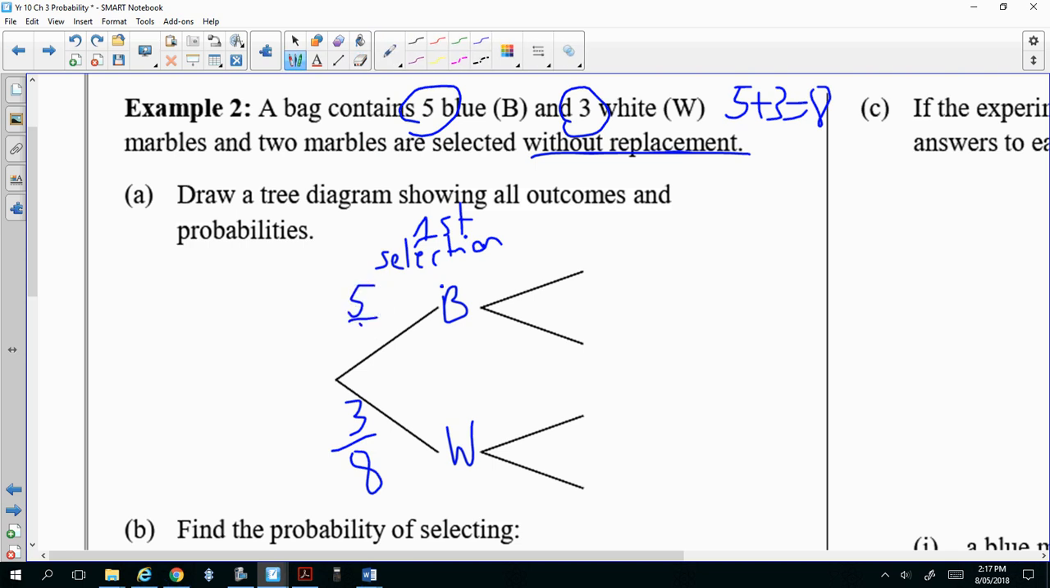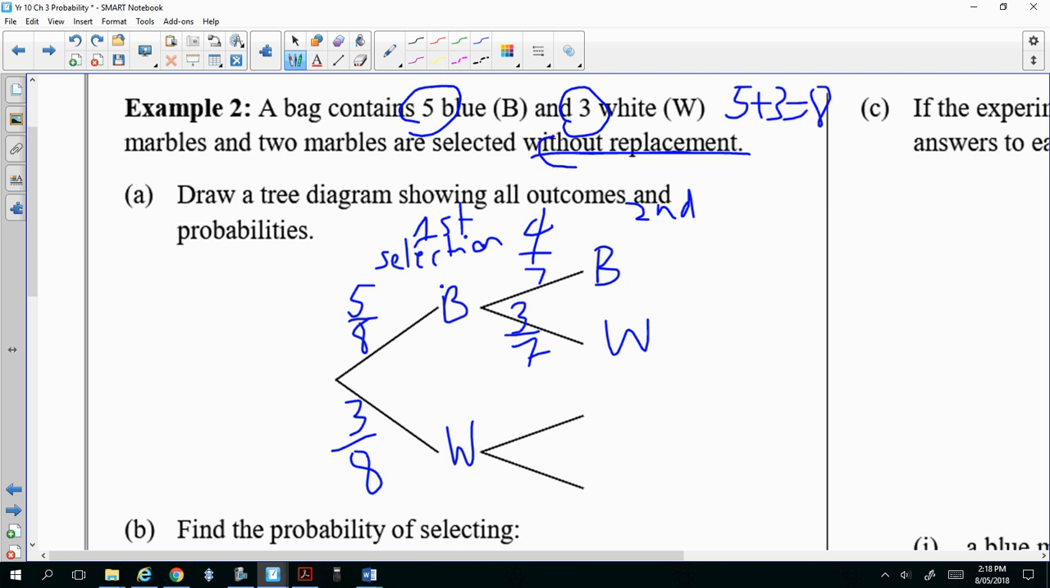Now, once you select the first one, because it says without replacement, if you take a B out, your chance of getting a B will be different. So your second selection will be either blue or white, but altogether, because you took 1 marble out, there's only 7 left. And out of the 7 marbles, because you took a blue out, how many blues are left? 4. So it'll be 4, while there's still 3 white left. That's when they are without replacement.